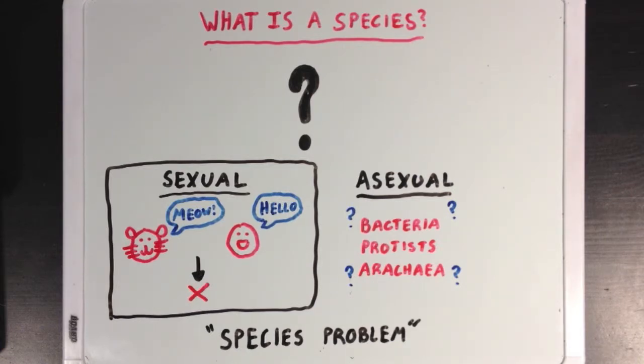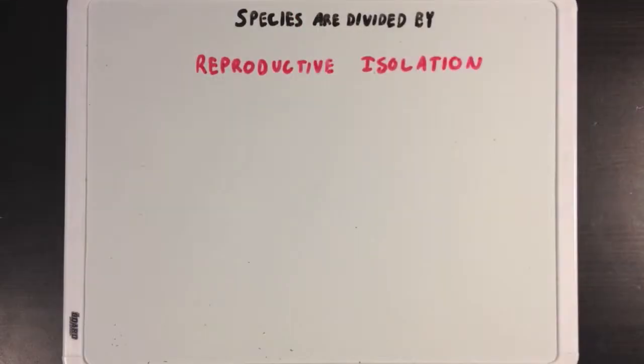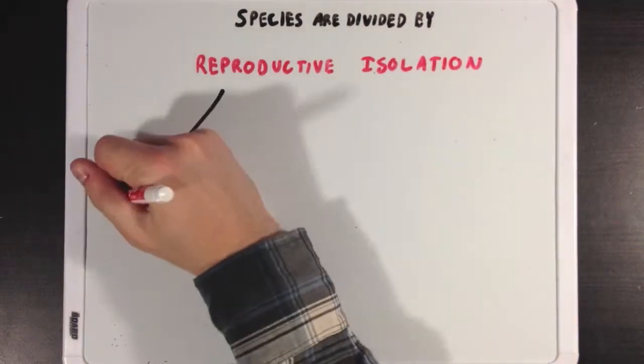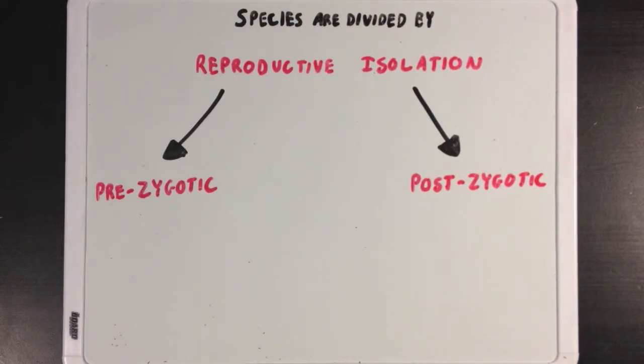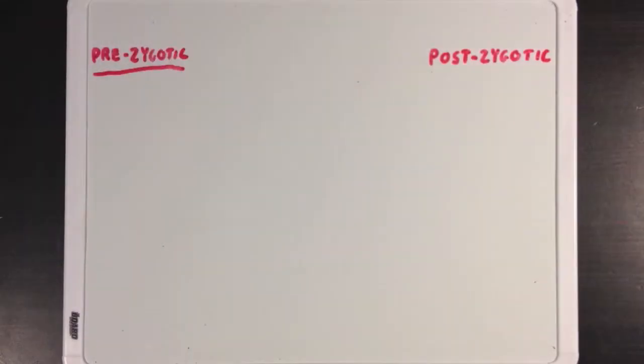And these are separated into different species by different forms of what we call reproductive isolation. And this is the idea that there are many forces that stop two different organisms from having offspring together. And we can divide these forces into two separate categories: pre-zygotic forms and post-zygotic forms. Pre-zygotic isolation refers to all the different forces that prevent two organisms from having offspring together that occur prior to the formation of a zygote.